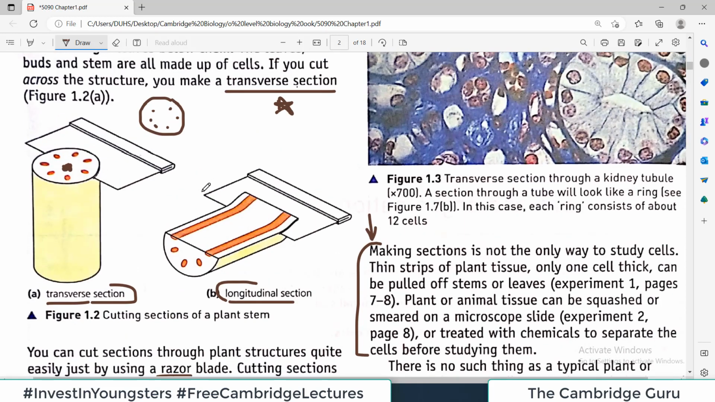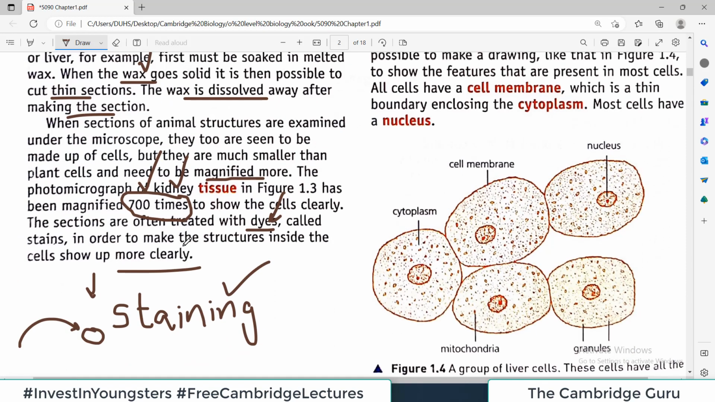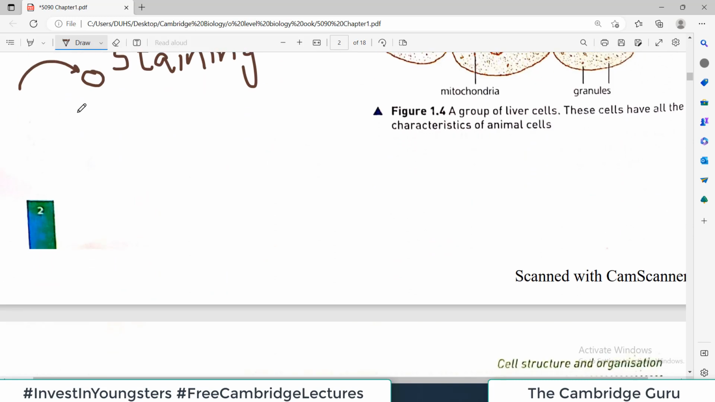Up till now, we have been talking about sections. I told you if there is a plant tissue that we are cutting, we simply take up the blade and start cutting it. If there is animal tissue, we have to use wax and maybe sometimes stain them. But some of the tissues are different. For example, if we talk about spleen. Now, spleen is a very fragile type of tissue.